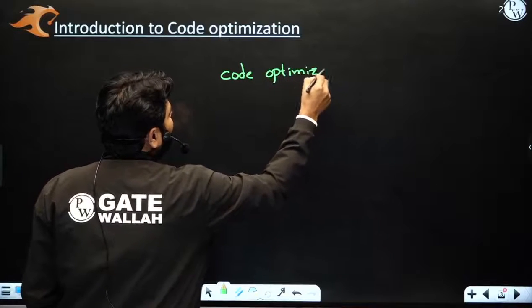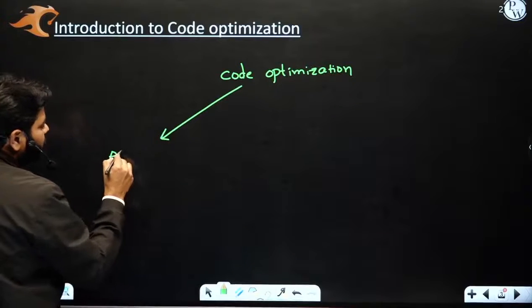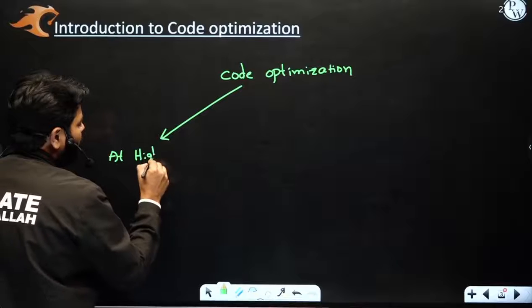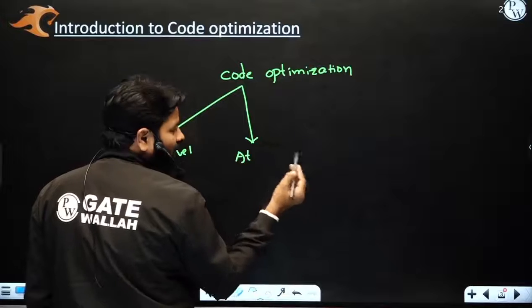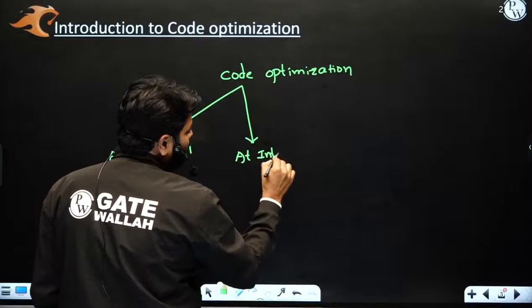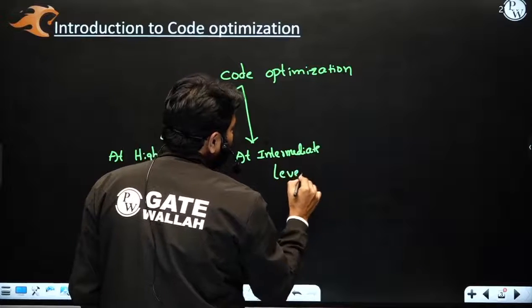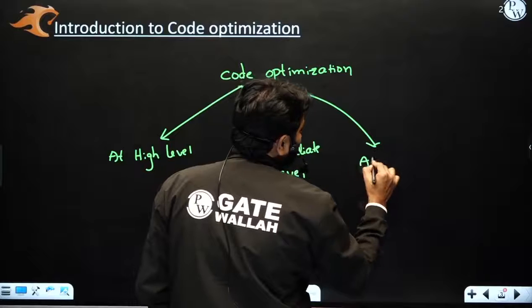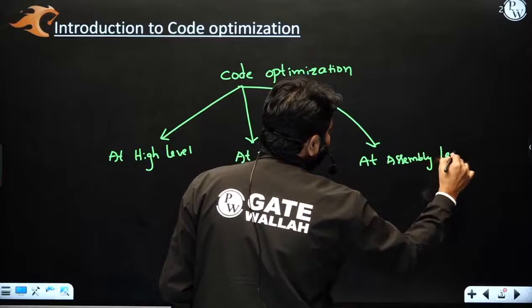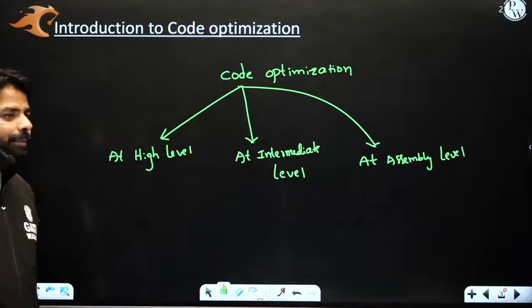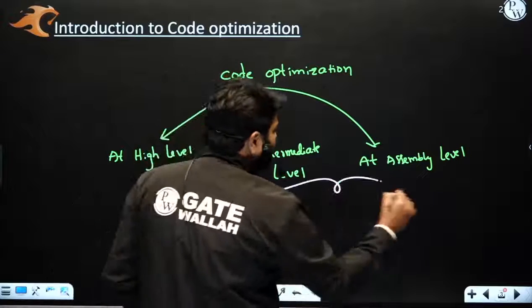In a compiler maybe two places, but in general you may apply it at high level code, at intermediate level, or at low level, that is assembly level. In machine code we can't apply it, at assembly level you do it. So these are three places, but in a compiler especially, you do these two things.